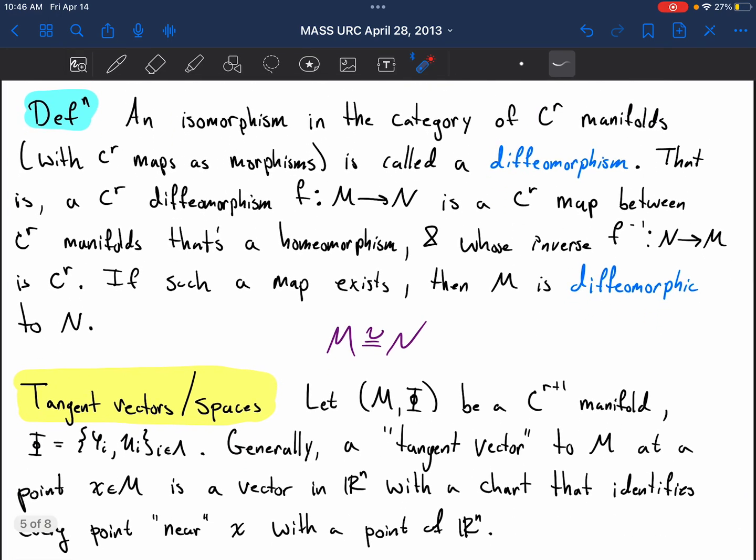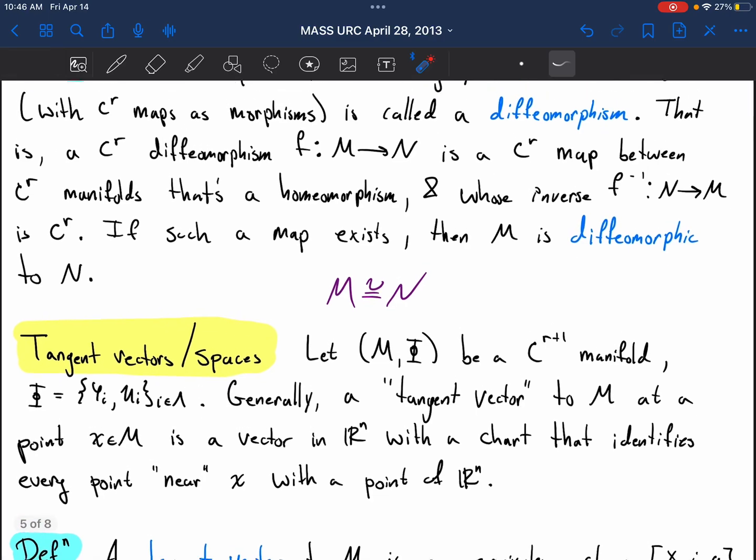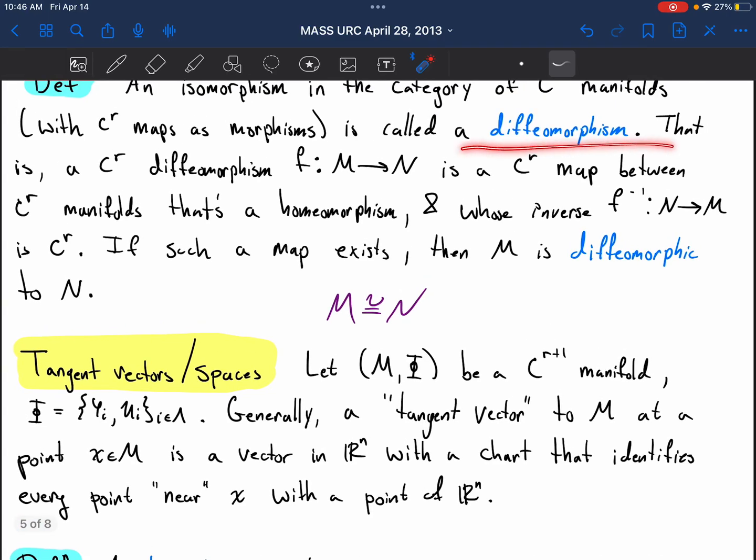You can also think of the basic equivalence relation called diffeomorphism, which, categorically speaking, is the isomorphisms in the category of C^r manifolds, where your objects are C^r manifolds and morphisms are C^r maps. You can choose to think of it that way or not, but that's the precise definition of diffeomorphism.